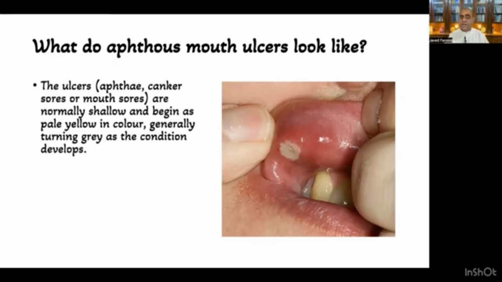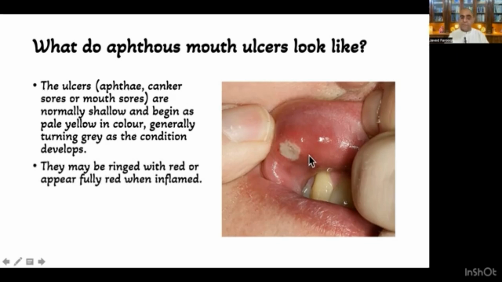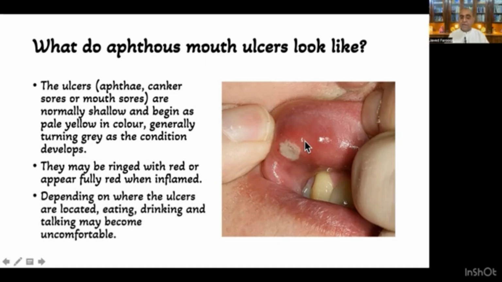The ulcers are normally shallow and begin as pale yellow in color, generally turning gray as the condition develops. So initially they are small, shallow and pale yellow in color, but later on they become deep. They may be ringed with red or appear fully red when inflamed, depending upon what state they are in. Depending on where the ulcers are located, eating, drinking, and talking may become uncomfortable.